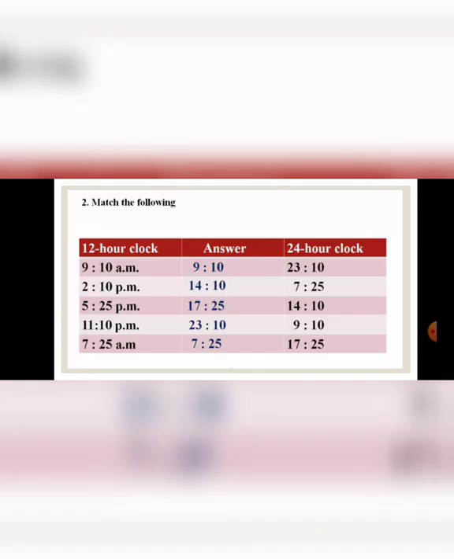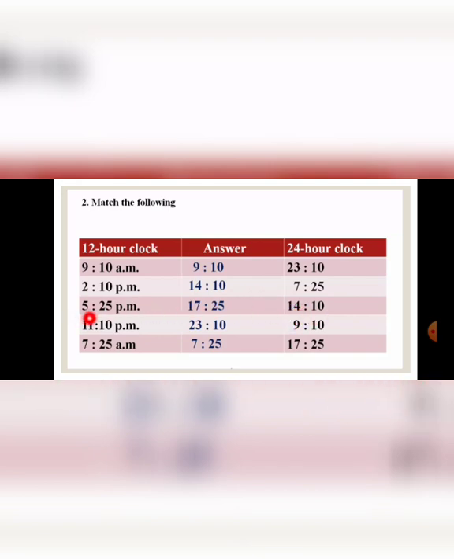Then the next question is match the following. So the two columns are already drawn. So for the answers, you have to draw small boxes between both the columns. So the first one is 9:10 a.m. So in 24 hours clock, it will be 9:10. As it is in the morning, so we continue with the normal number, it is 9:10. Then 2:10 p.m. Now it is in the afternoon. So as I said, the number continues as 13, 14, 15. So it will be 14:10.